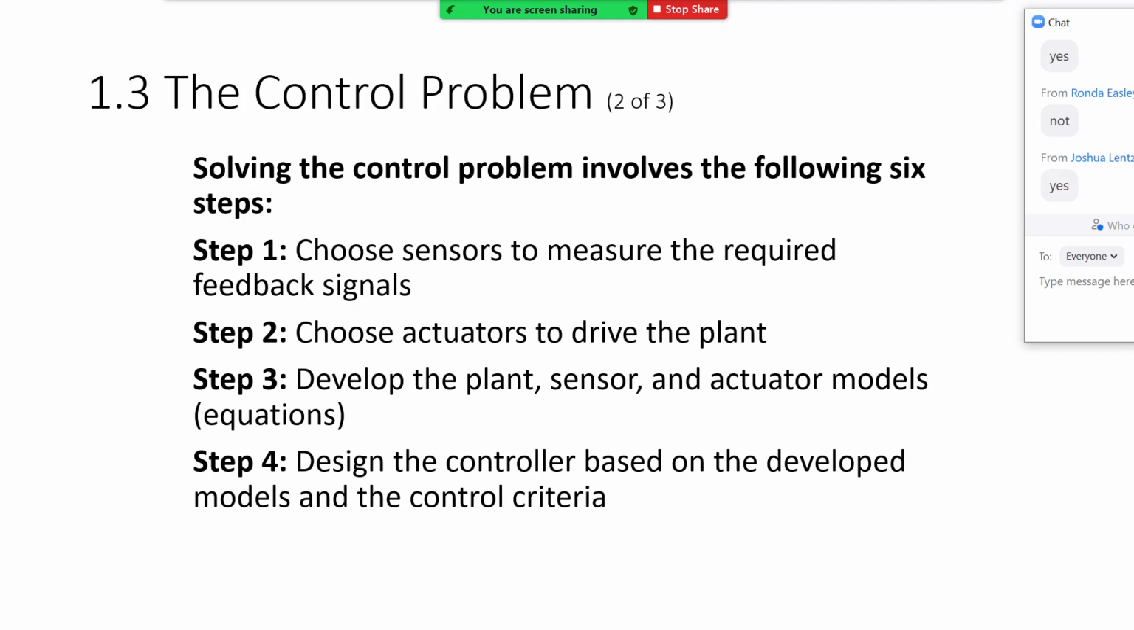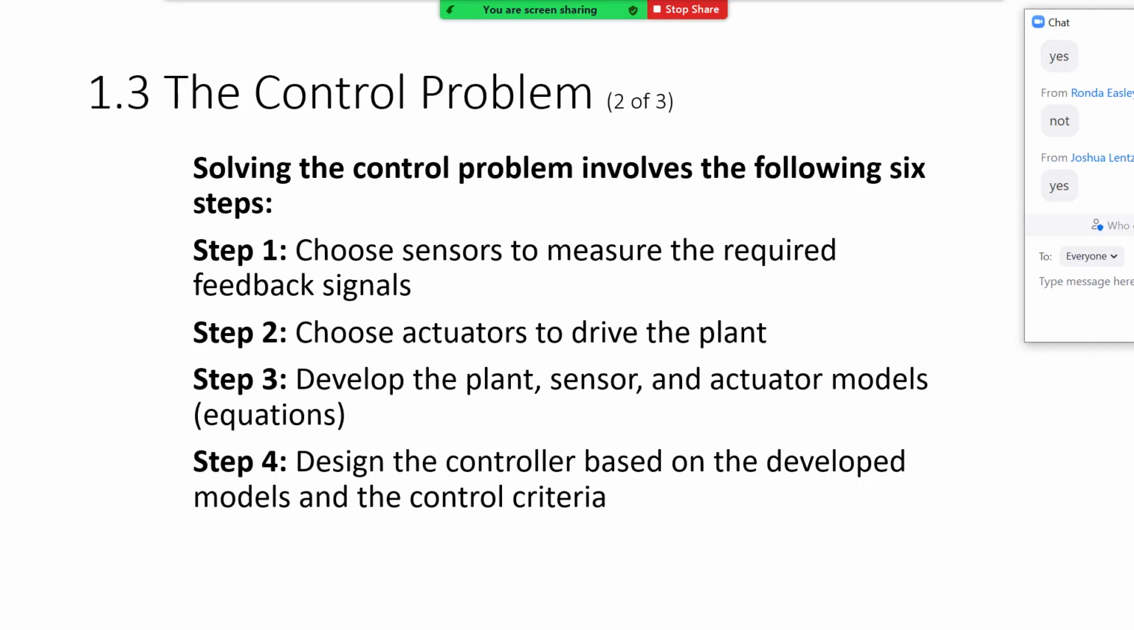Now also, if you recall, just like with the design of any system that we do, in order to design and implement a controller, it's an iterative process. We're going to come to the plant that we're trying to control. We're going to choose the sensors that will be taking the measurements and providing the feedback. We're going to choose the actuators that will drive the plant. We're going to be developing a model that will represent all the components, the plant, the sensors, actuators, etc.